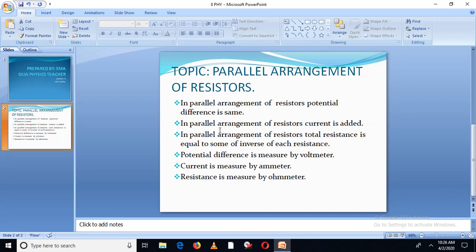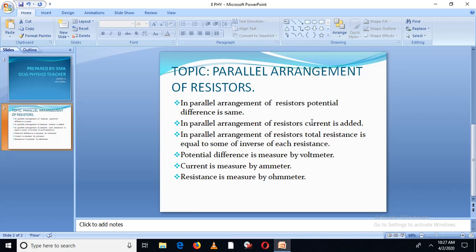Second bullet point is that in parallel arrangement of resistors, current is added. This statement means that there are different resistors attached in a parallel fashion. So current is not the same. The current that is passing through each of the resistors is not the same. Current is divided. Greater will be the resistance of the resistor, smaller will be the current. The total current flowing through the electric circuit is divided when it passes through the resistors arranged in a parallel fashion.